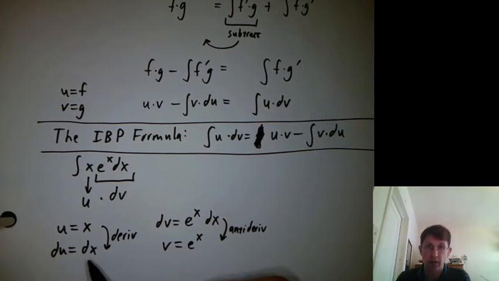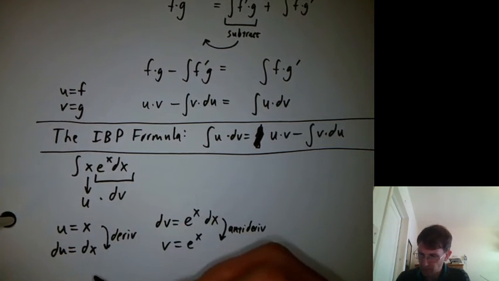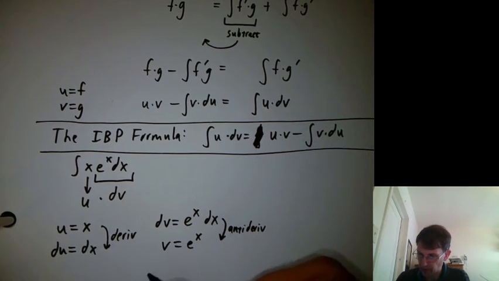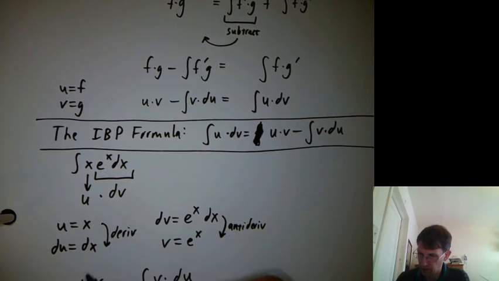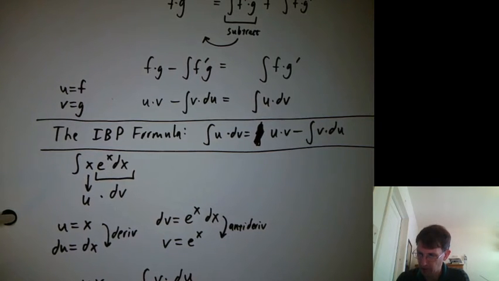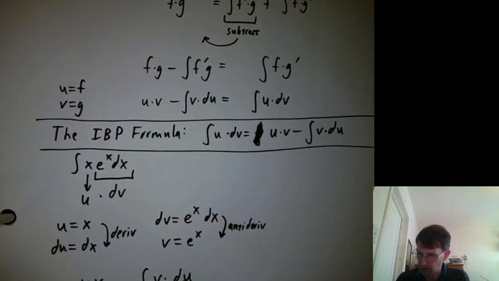So let's write our new formula here. Let's write the integration by parts formula. uv minus integral of v du. What is u? u is x. What is v? e to the x. Minus the integral, what is v? e to the x. And what is du? It's dx.